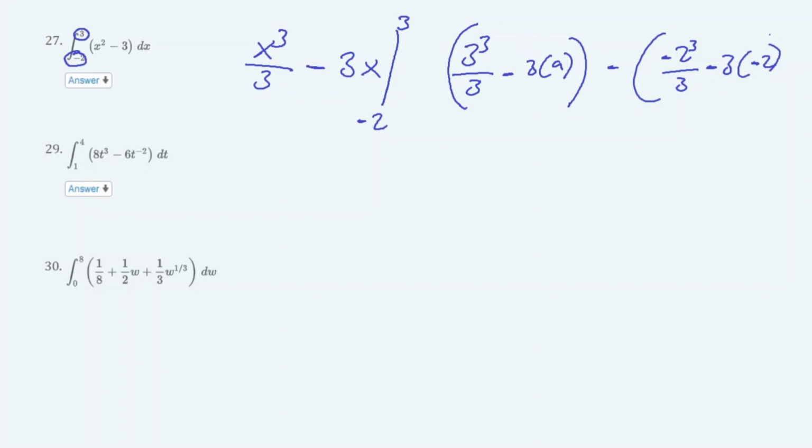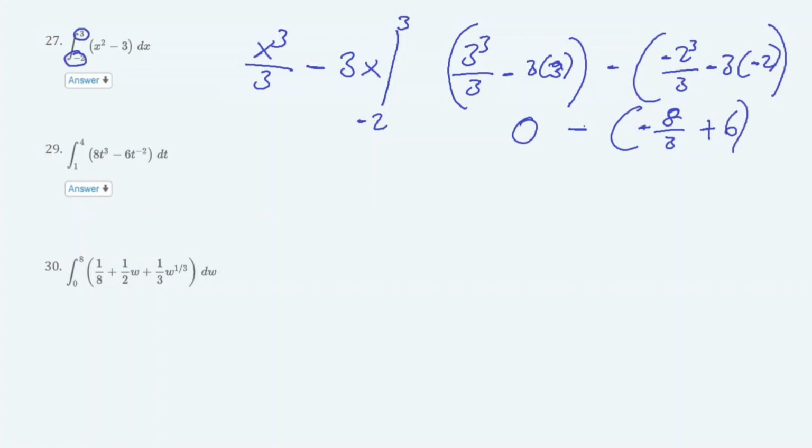And in the first parentheses, we're going to have 27 over 3, which is 9, minus 3 times 3, which is 9, so that is 0. And then in the second parentheses, we're going to have -2 cubed, which is going to be -8 over 3. So we're going to have -8 over 3 minus -6, which is going to be plus 6.